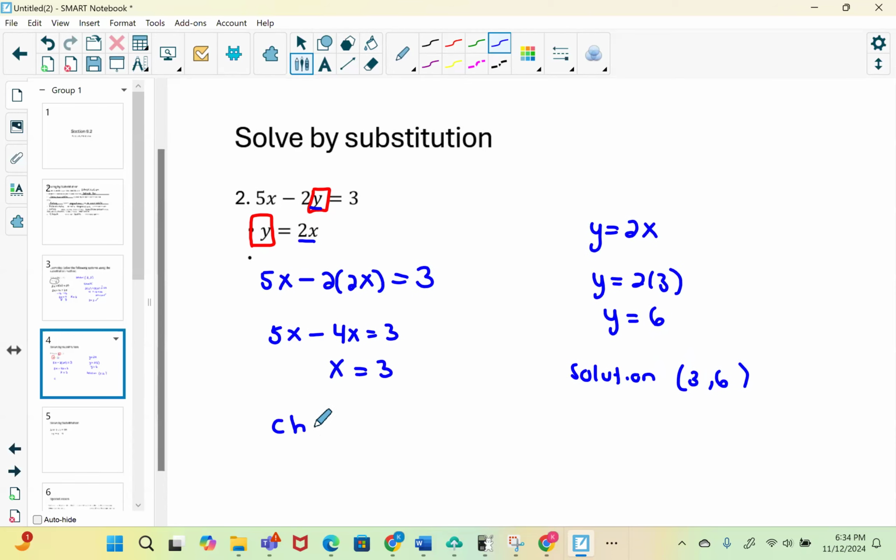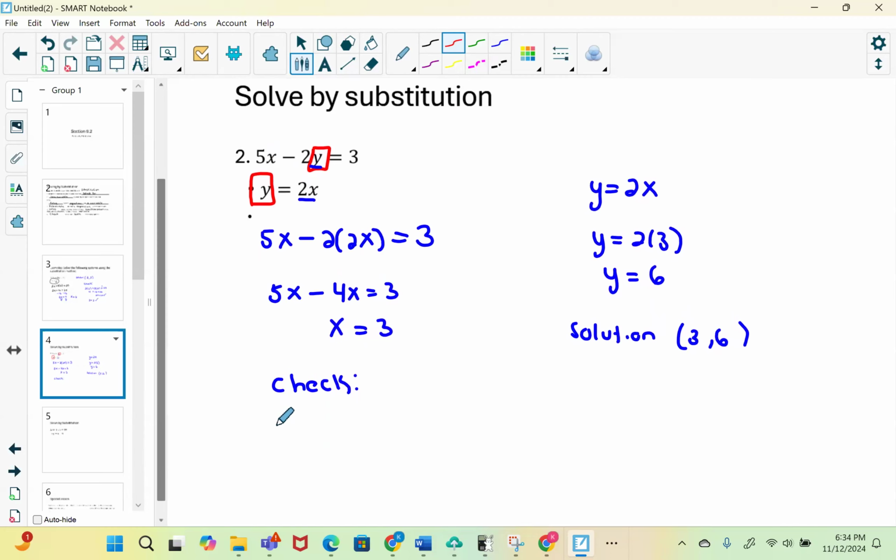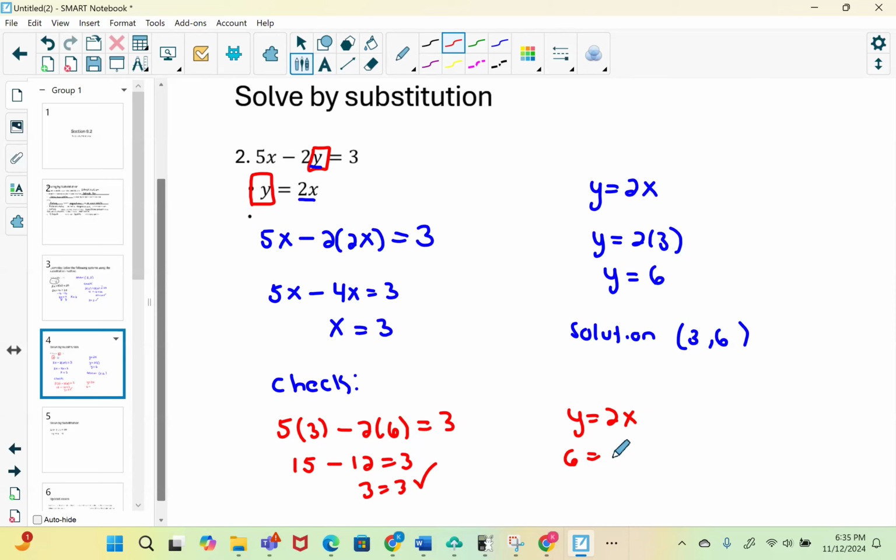And we can always check it. So this again is just an extra check. It's not part of the answer. We do it by plugging our point into the original equations. And I have to plug it into both. So my first equation, I'm going to have 5 times 3, x is 3, minus 2 times 6 equals 3. Okay, so 5 times 3 is 15. 2 times 6 is 12. And 15 minus 12 is 3. So that one works. And then my second equation is y equals 2x. Y is 6. X is 3. So I'm going to substitute it in there. And I get 6 equals 6.